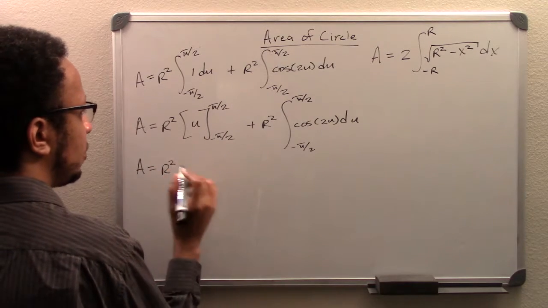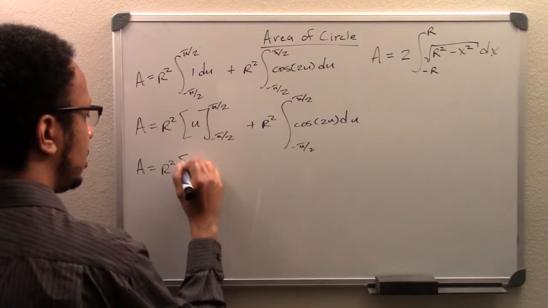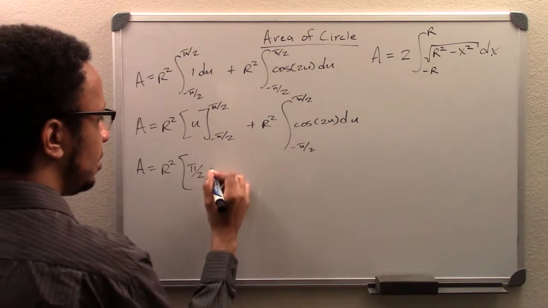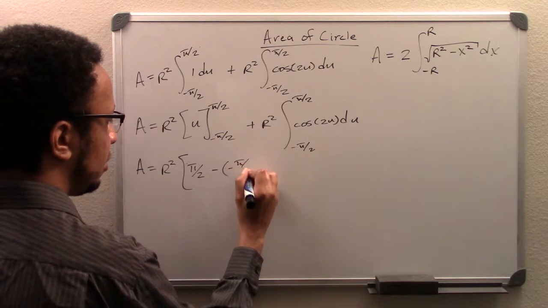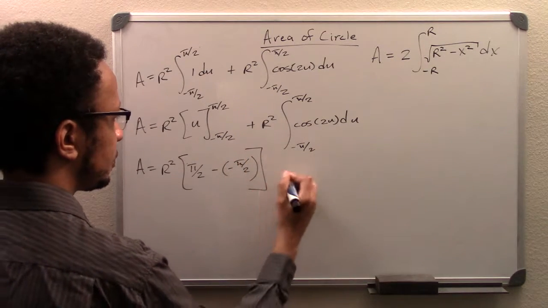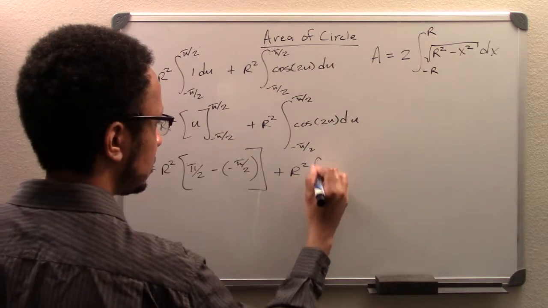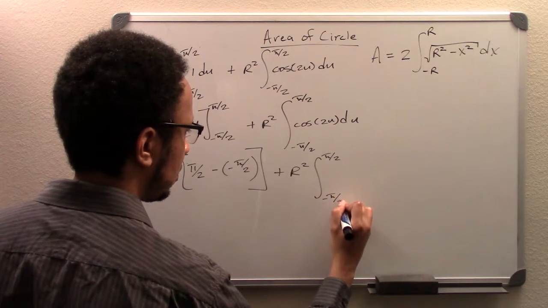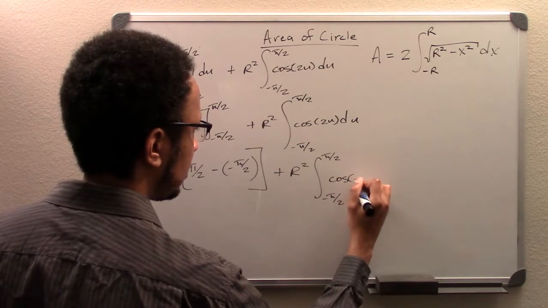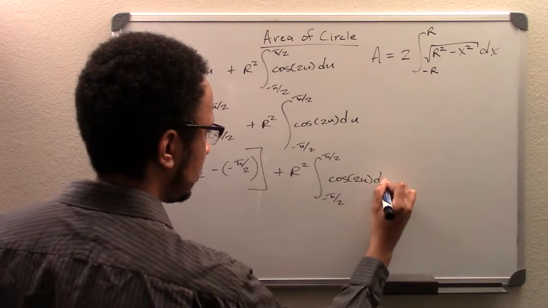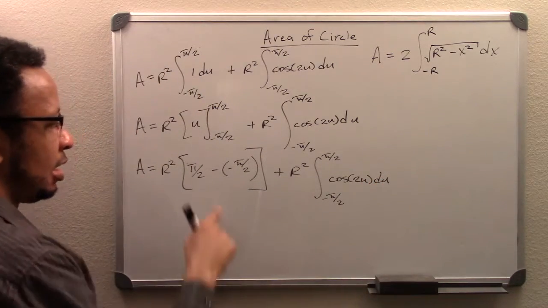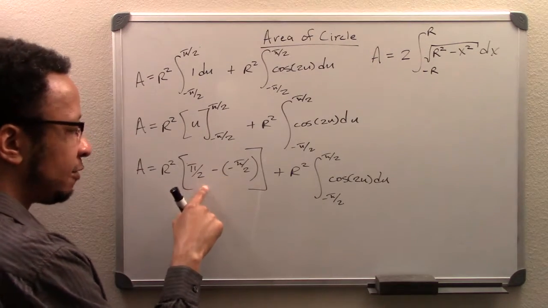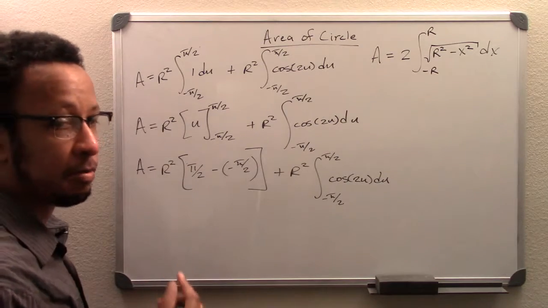And so we have r squared multiplied by pi over 2 minus negative pi over 2, and we have our integral over here. And so this is going to be a positive, and pi over 2 plus pi over 2 is just simply pi.